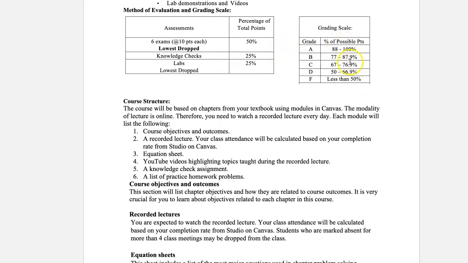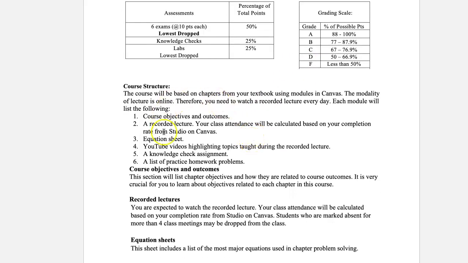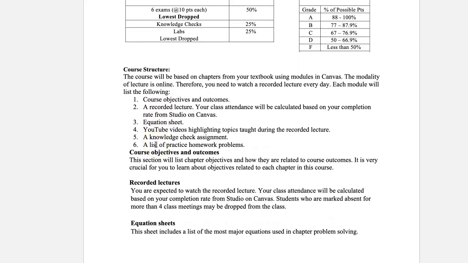Here how you are going to be graded, and you will see, like from the first week, you will see your grades reflecting based on this. Now, this is the course structure. I will list the course objectives and outcomes. I will record a lecture for you. Your class attendance will be calculated based on your completion rate from Studio on Canvas.